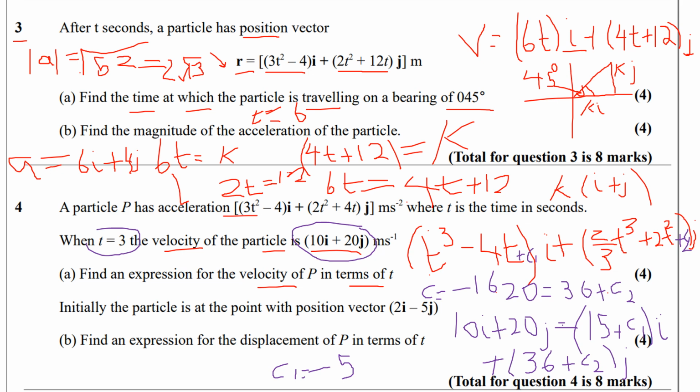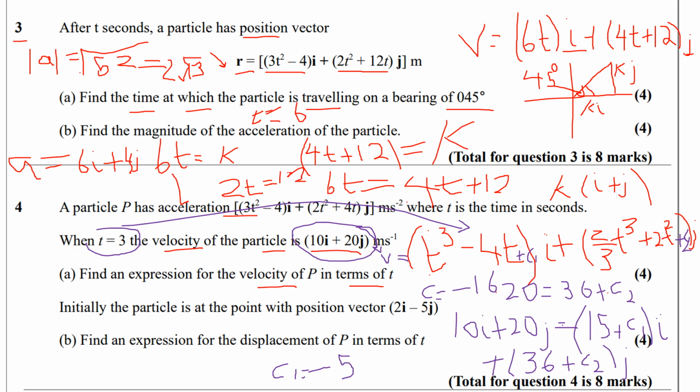So remember, guys, do not forget the constant C, and plug in your initial conditions. So the velocity, remember that V equals this. That's your V part, and you plug in T is 3 into here, and then compare coefficients for your I's and J's. That's part A done.